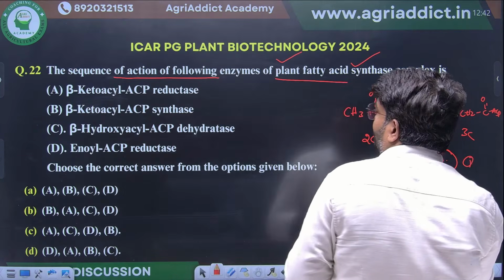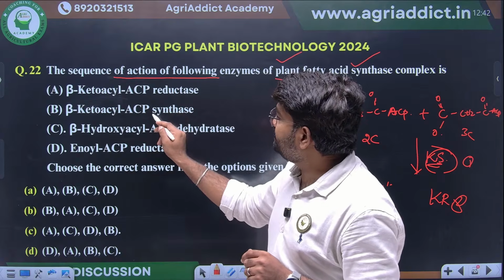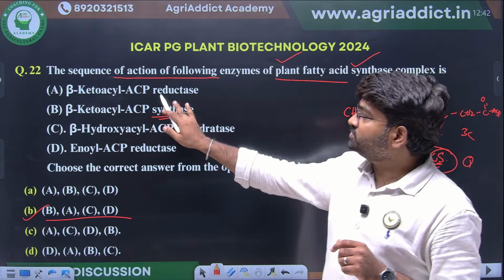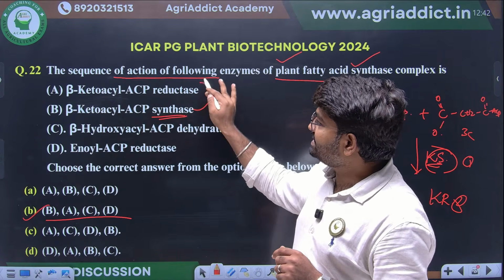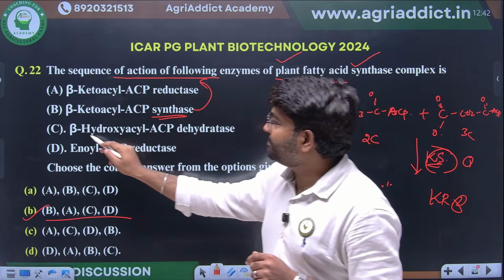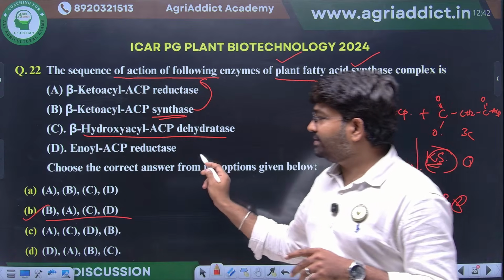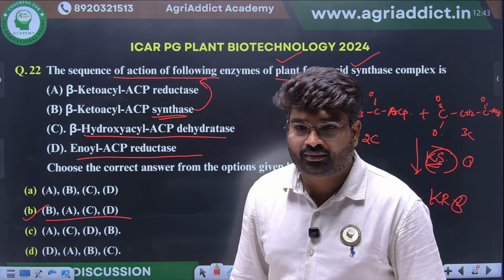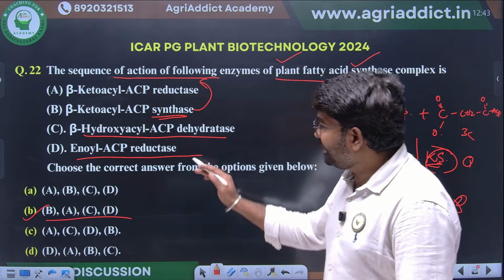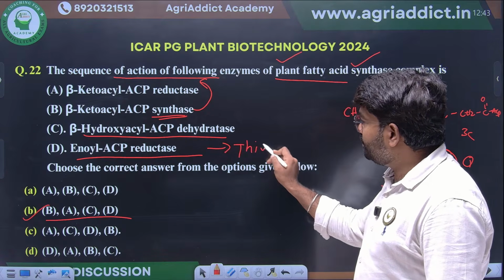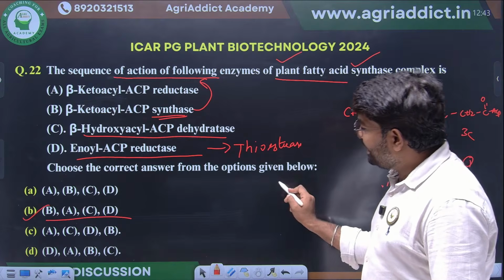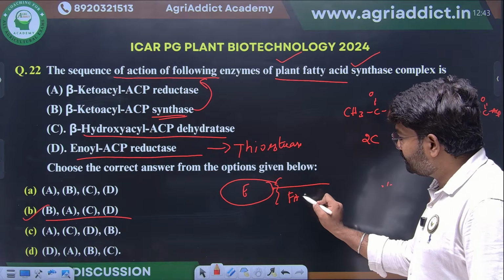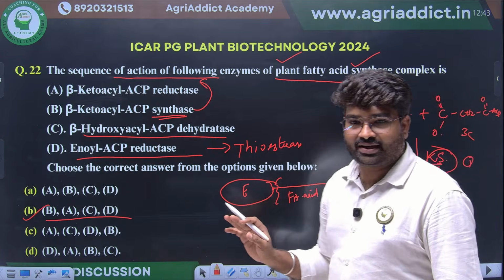Okay, so you see the options. First will come ketoacyl ACP synthase, so first will come option B. This is the right option. First beta-ketoacyl ACP synthase, then beta-ketoacyl ACP reductase, then hydroxyacyl ACP dehydratase. At last, enoyl ACP reductase will come. Yes, excellent, option B is the right option. At last, thioesterase will come. Thioesterase will cleave the fatty acid from the enzyme complex. Thioesterase comes at last. Clear?